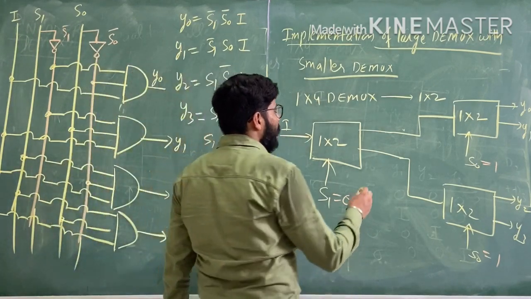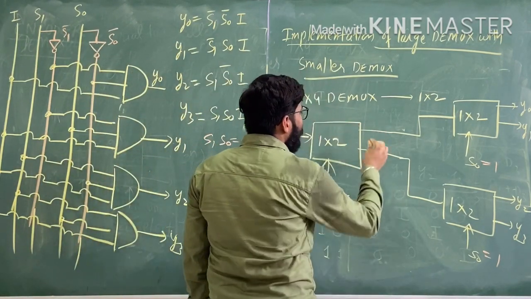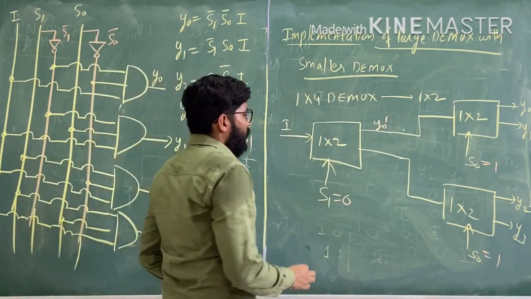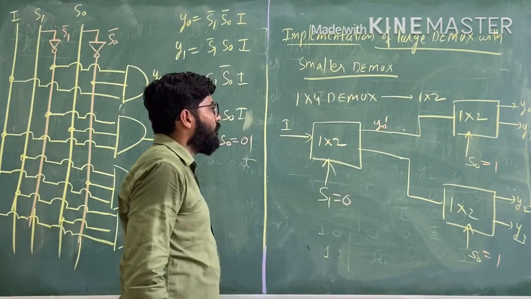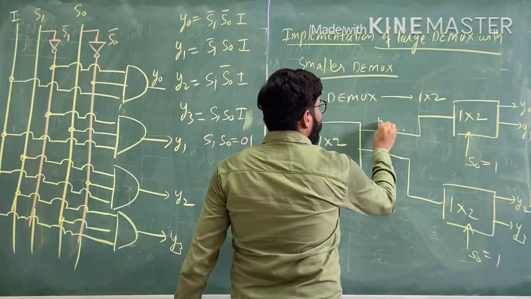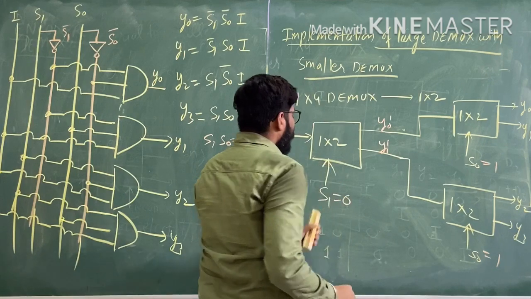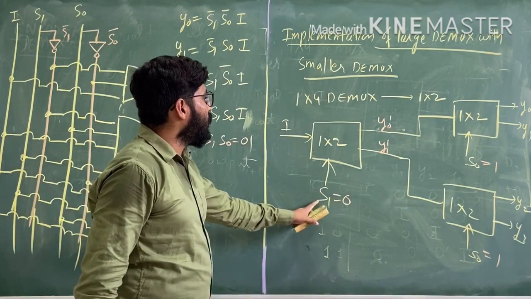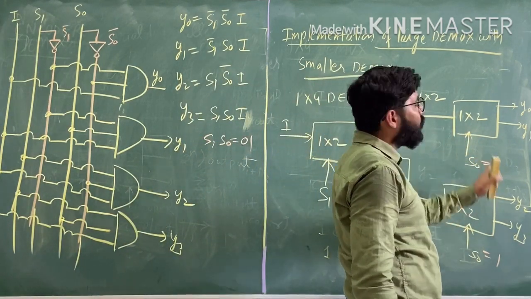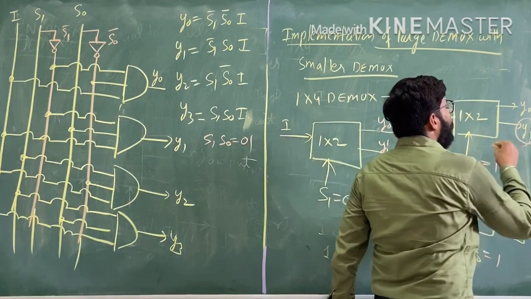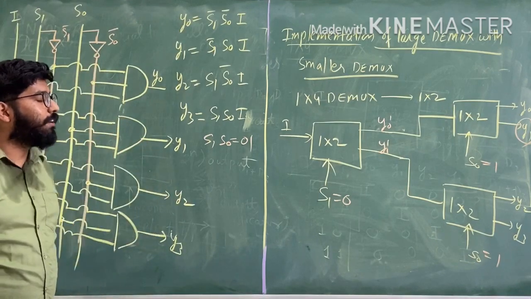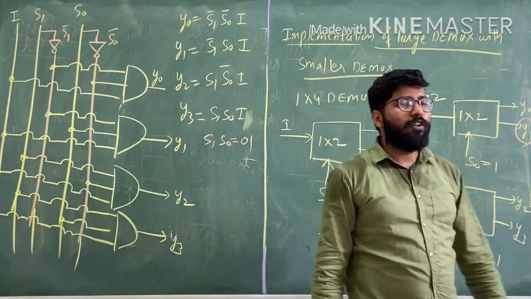Now see, if S1 is 0, we have the first output. Suppose here we get y0 dash, here we will get y1 dash. So S1 is 0, so we will get y0. Now we have S0 equals 1, so we will get the second output, that is y1. So this is the designing of a 1 cross 4 demux with the help of 1 cross 2 demux.